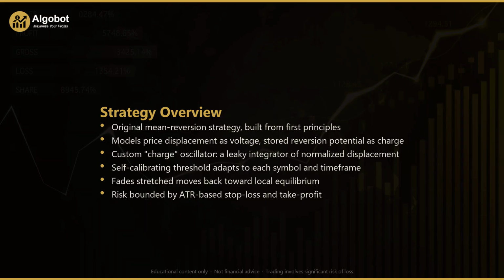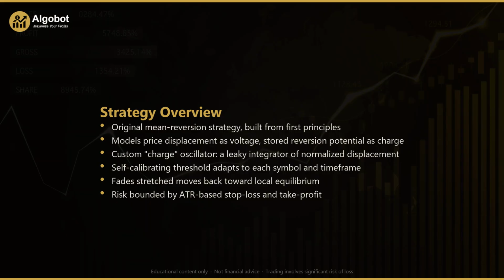The indicator driving this strategy is not a standard, off-the-shelf tool like a moving average or a stochastic. Instead, it's an original construction the author calls the charge. Think of a leaky capacitor from an electronic circuit. Price displacement away from the average acts like a voltage. When price stays persistently on one side of its average, that voltage keeps pumping charge into the capacitor faster than it can leak away. A single brief spike barely registers, because it leaks off almost immediately. But sustained, one-sided drift builds up stored charge, and that stored charge represents the market's reversion potential.